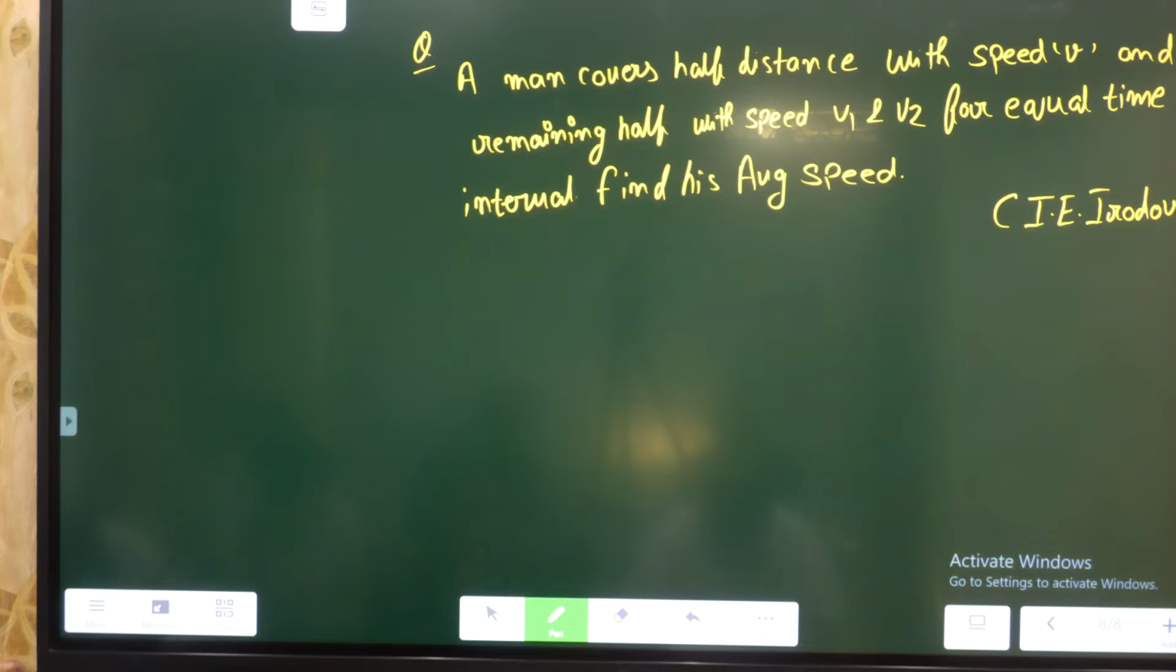Understand the question, my dear. If you are able to understand the question, you will be able to solve it. Just you have to understand the question. So 2D upon D upon V1 plus D upon V2.